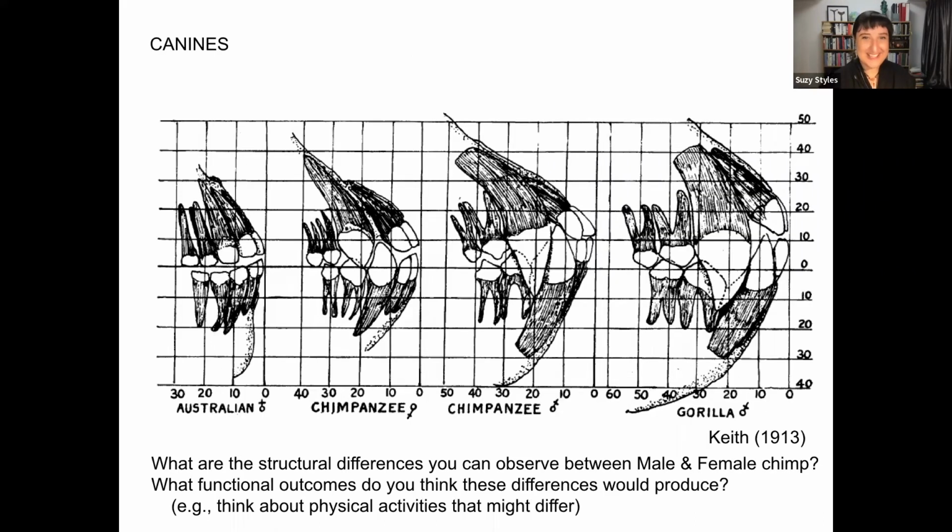On this slide, we can see a profile view of the canine teeth of an Australian human, a male and a female chimpanzee, and a male gorilla. So if you look just at the morphology of the canine tooth and the difference between the male and the female chimpanzee, we have another opportunity to do a structure function analysis. If you'd like to pause the video before we go on, I'll give you a moment to do so.